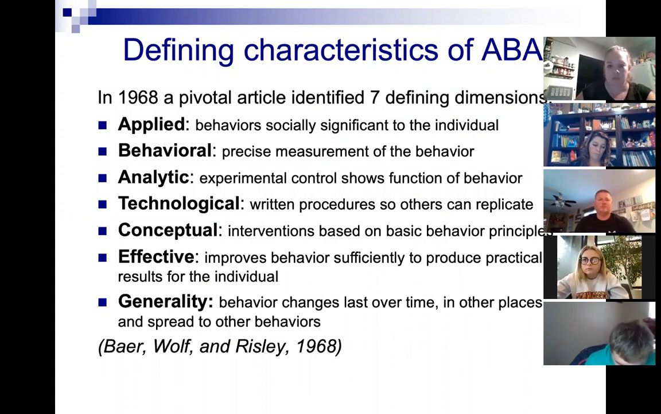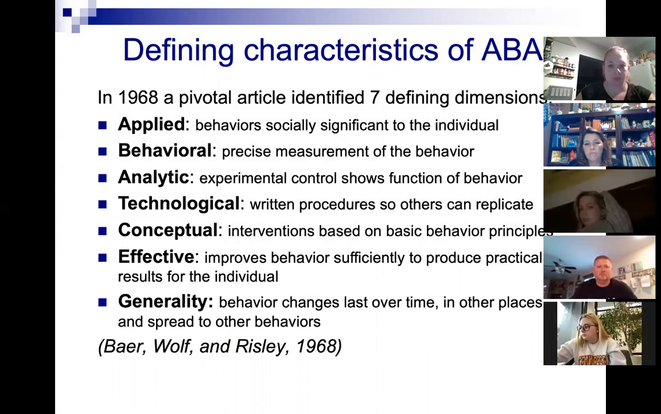Late in the 60s, early in the emergence of ABA, an article was written that defined the characteristics of ABA. Applied means you're going to be applying this knowledge to actual living human beings in socially significant ways. And what that means is when you're working with individuals that have behavioral challenges, you're going to prioritize.